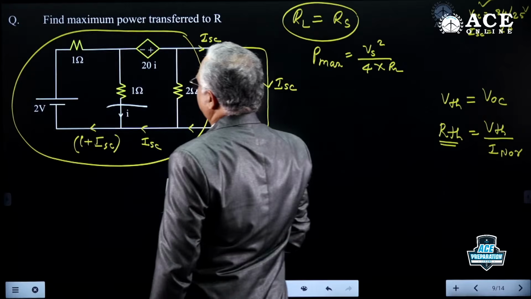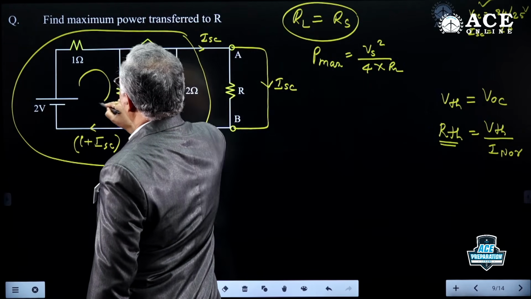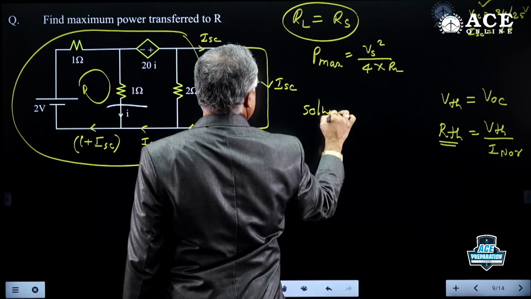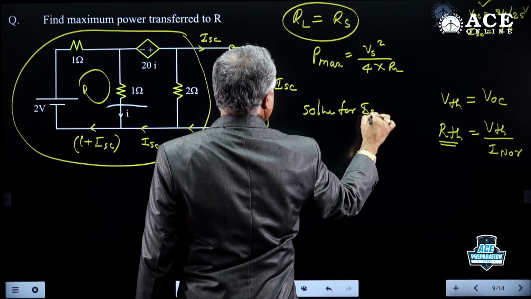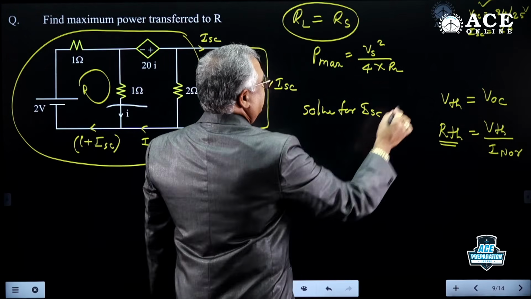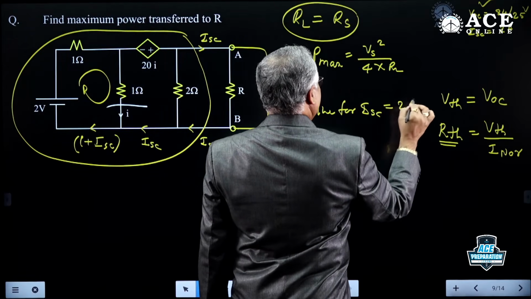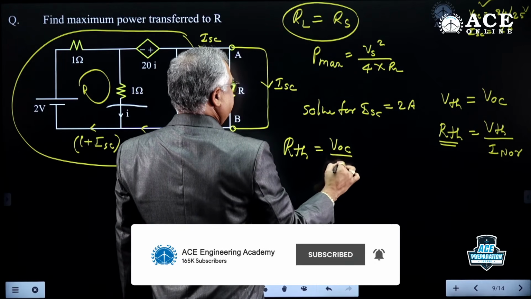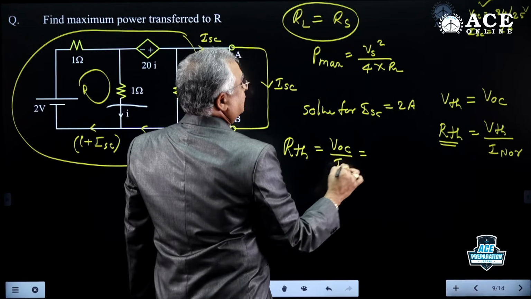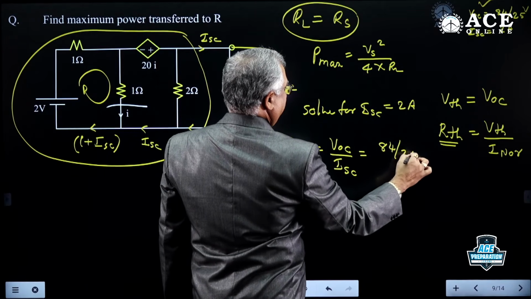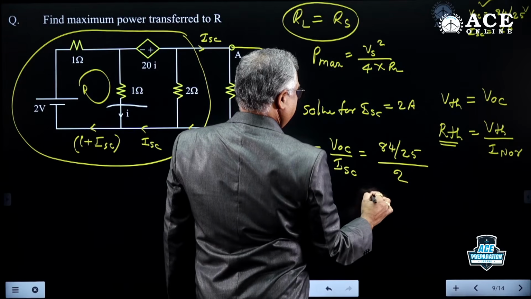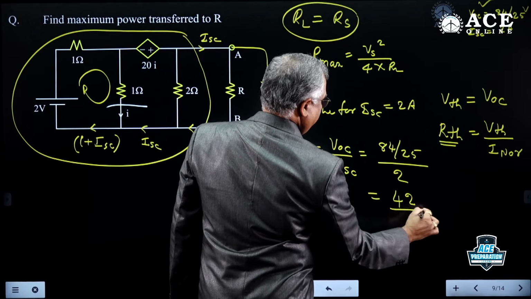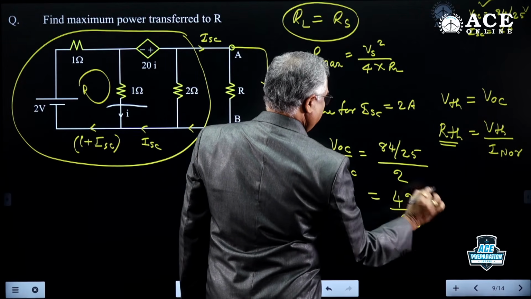So like that, use current distribution and write one mesh equation. You know how to write a mesh equation. Solve for ISC, just with the help of the mesh. You will get 2 amps. What is R Thevenin? VOC by ISC. What is VOC? 84 by 25. ISC is 2 amps. So 42 by 25 is R Thevenin.